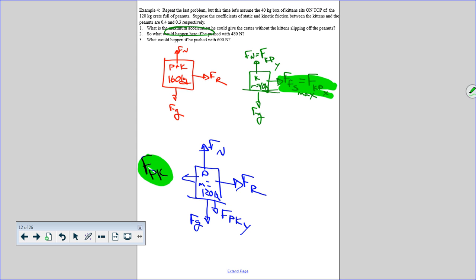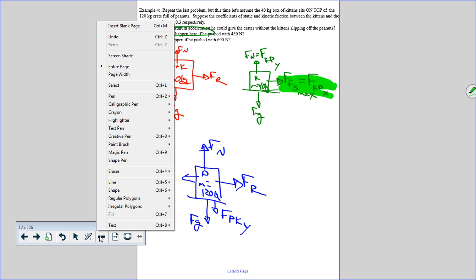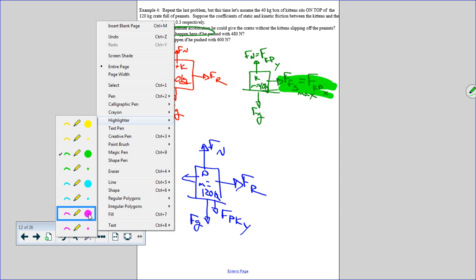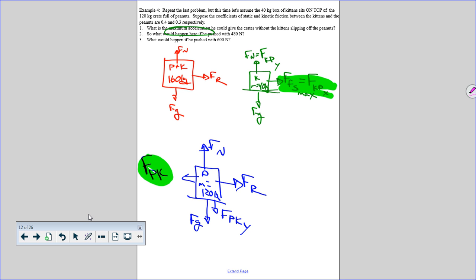Why would that maybe be helpful? Because they're equal, definitely they're equal. Okay? And is there another action-reaction pair here? Let's see. Gravity of kittens would be Earth pulling kittens down. What's the reaction to that? Kittens pulling Earth up. We don't care about that.